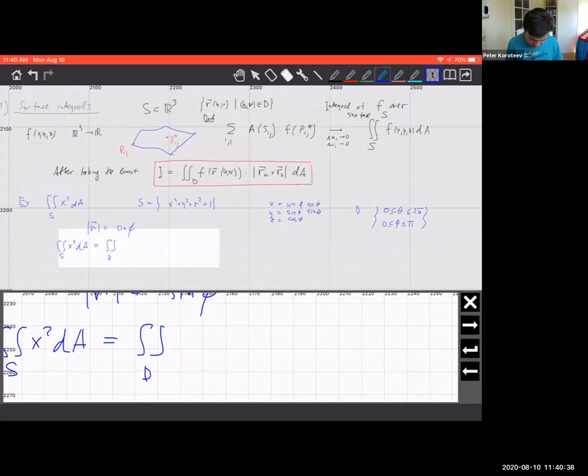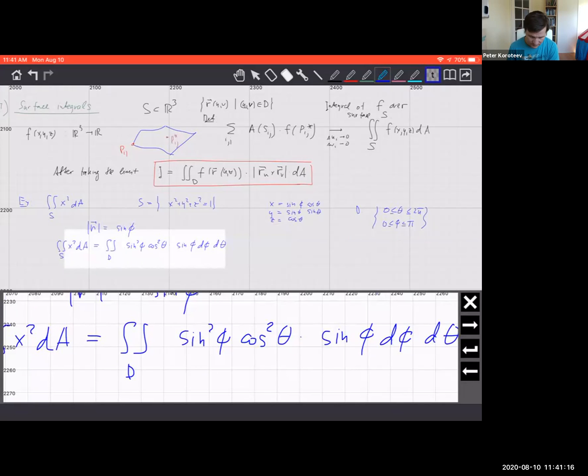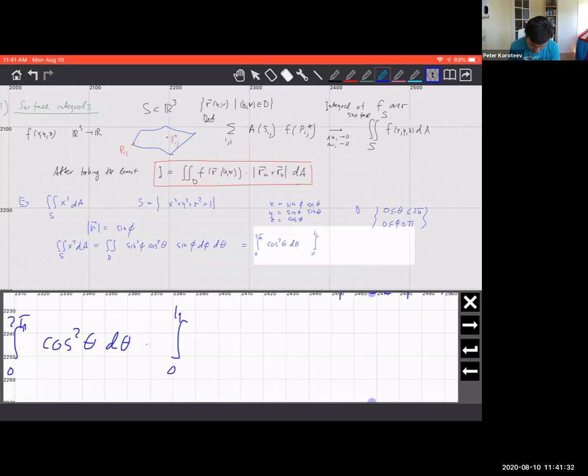And then here we take x squared, which is sine squared phi cosine squared theta, right? And remember, when we do an integral in spherical coordinates, we have to multiply by r squared sine phi d phi. So r squared here is 1. So the Jacobian of the change of coordinates will be sine phi d phi d theta. That's the integral. Here, everything factorizes. So we have the theta integral of cosine squared theta d theta multiplied by the phi integral of sine cubed phi d phi.